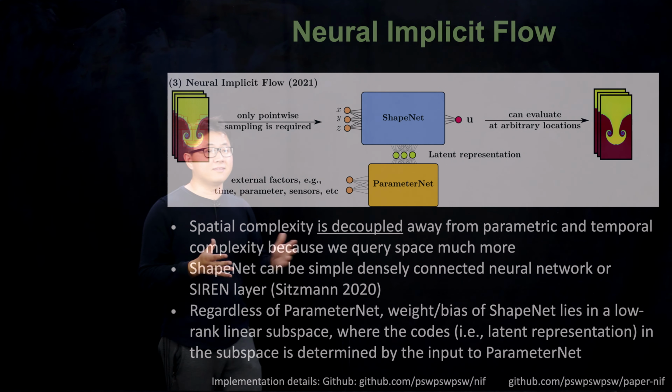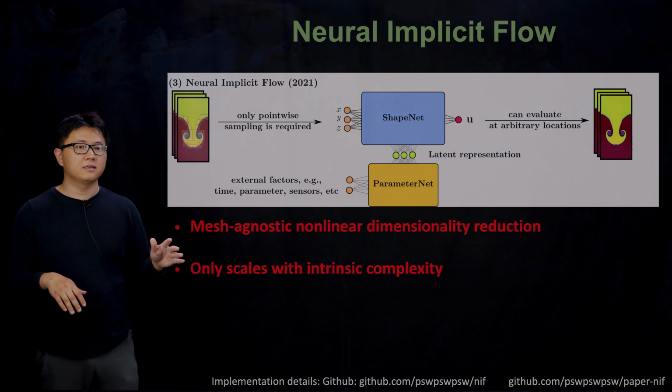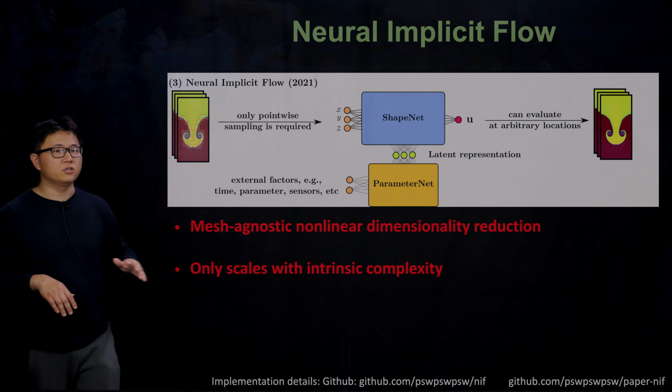Okay, that just means that from the latent representation to the weights and biases, you can imagine they are just like coordinates in a linear subspace. So the take-home message is that neural implicit flow is a mesh-agnostic nonlinear dimensionality reduction framework. And the model complexity only scales with intrinsic complexity. It doesn't scale with superficial complexity, like how many grid points you have, because it's pointwise, so it doesn't directly appear anywhere in the model process. Perhaps you're getting more training data.